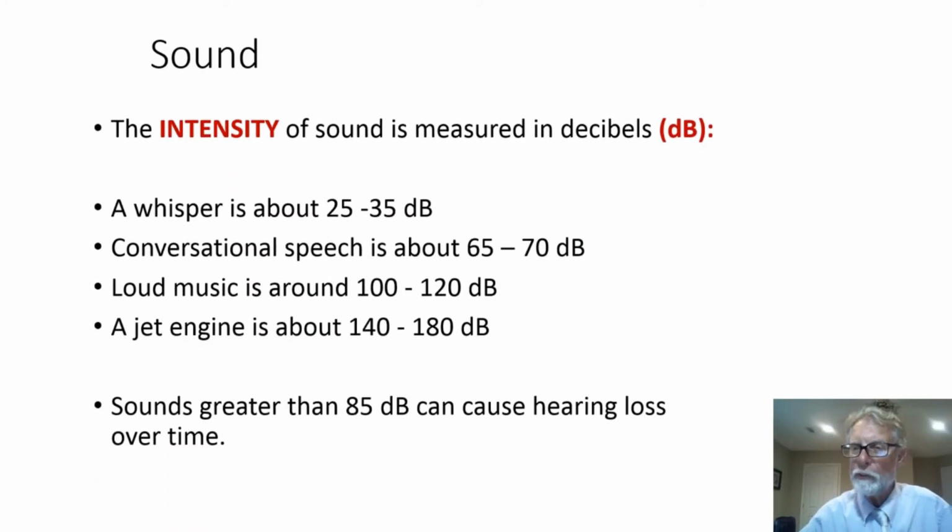Another way that we have to describe sound besides the frequency is the intensity. How loud is it? And intensity is measured in what we call decibels, and that's abbreviated dB with a small d and a capital B. Now, just to give you an idea of intensity, someone whispering is going to be between 25 and 35 dB. They didn't want anybody else to hear it, okay? Conversational speech is about 65 to 70 dB. That's probably the intensity that you're hearing me now.